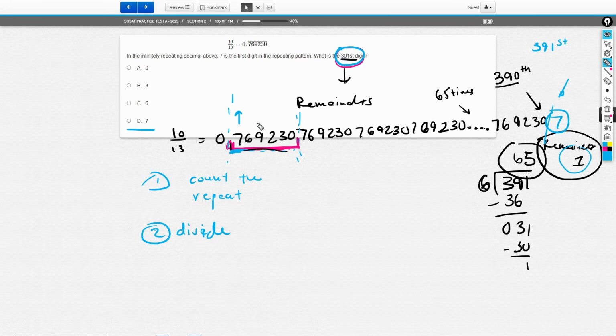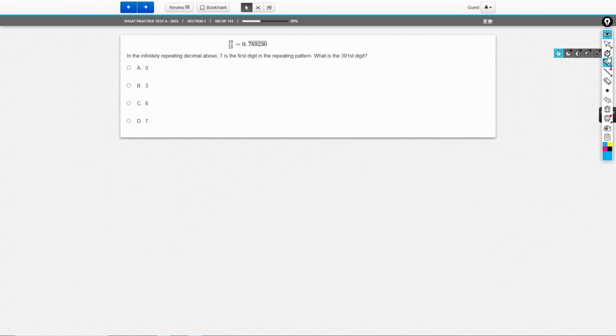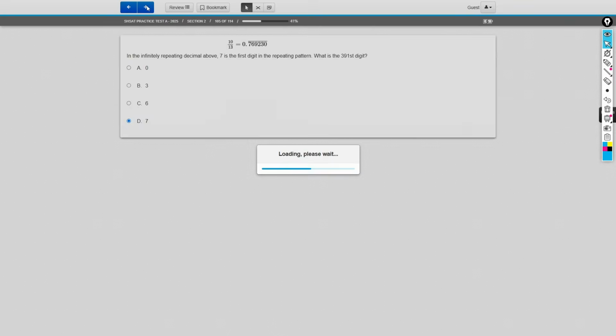So the remainder is the position of the number inside of this repeat. If the remainder was 2, the answer would be 6. If the remainder was 3, it would be 9, so on and so forth. So all you're doing here is finding a remainder and then looking at whatever digit it falls under, okay? That's all you have to do here for this number. It's a little bit complicated, but it's just division and looking at remainders, okay?